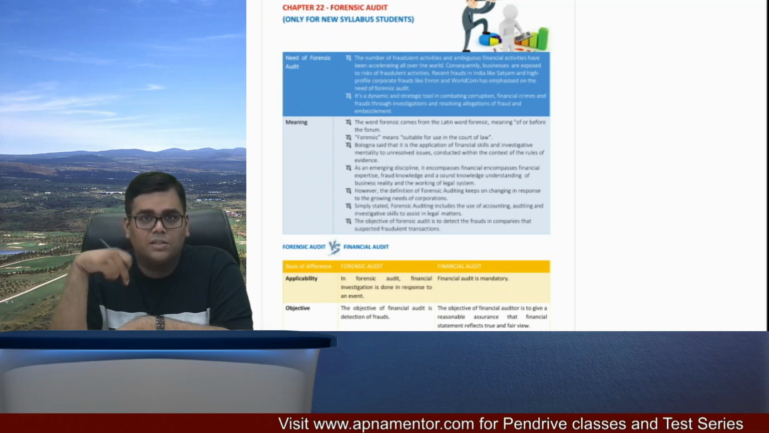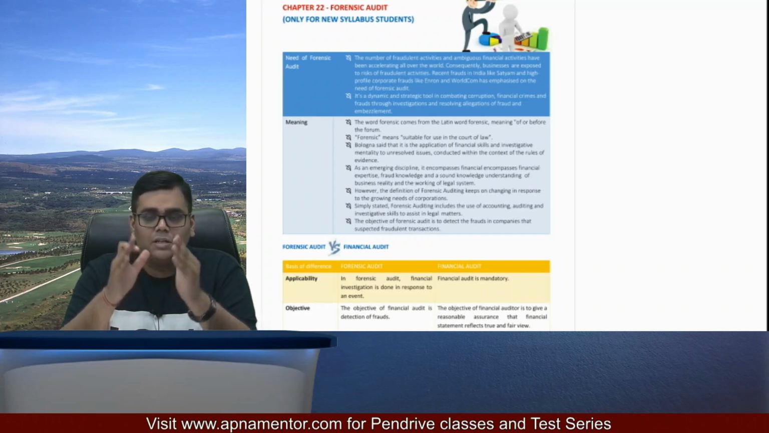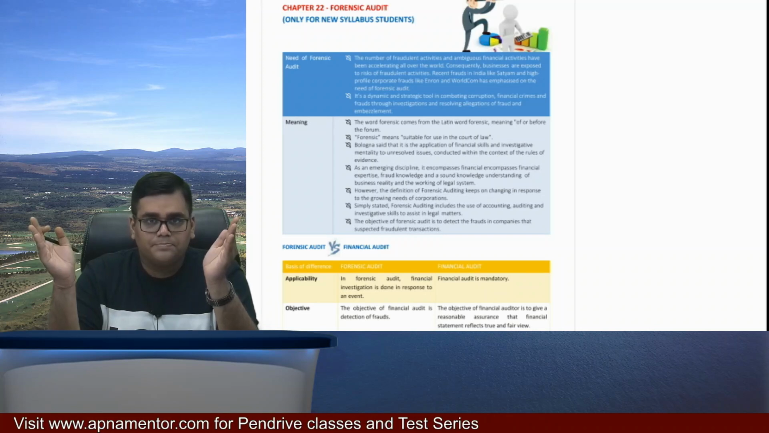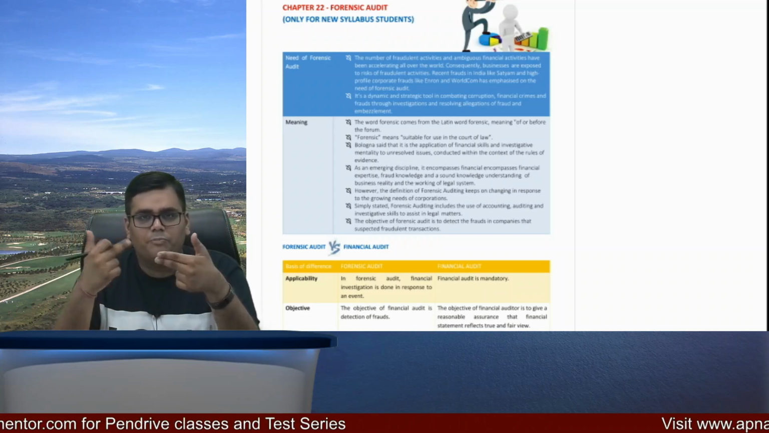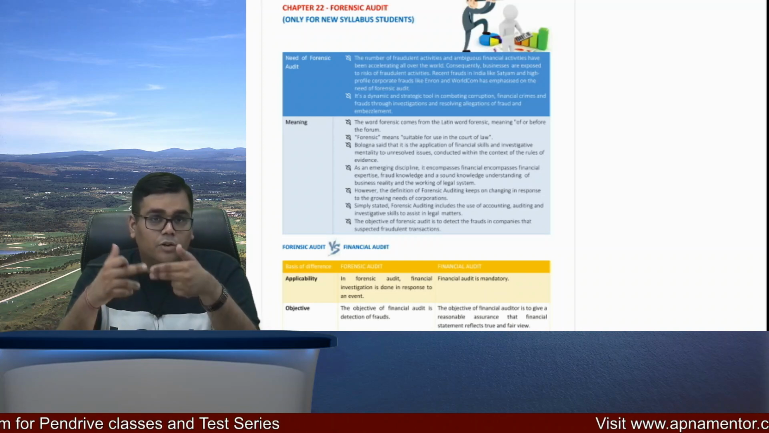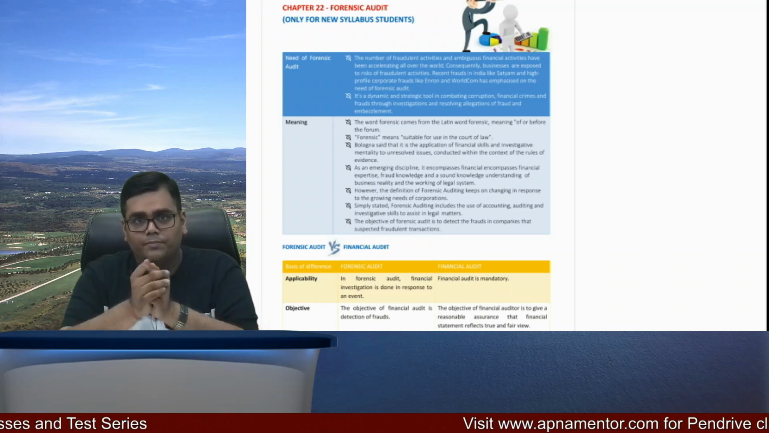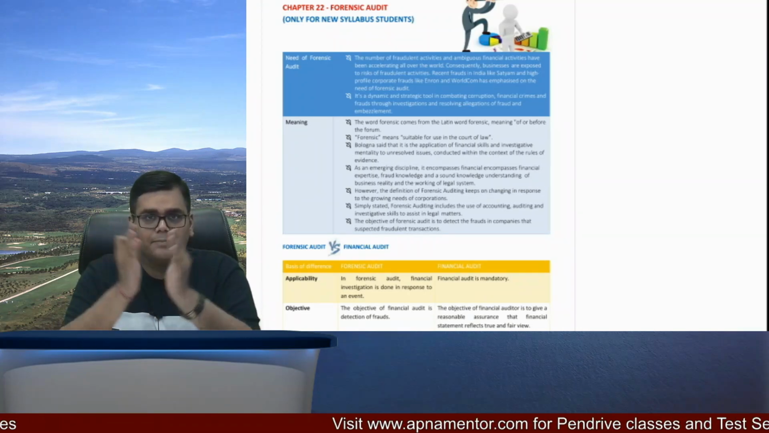What is forensic audit? If we talk about audit, we always understand that audit is not investigation. There are differences between audit and investigation. As an auditor, our powers are limited. We don't have exhaustive powers. We audit on a sample basis. The evidence we obtain is only persuasive. So as an auditor, our powers are limited.